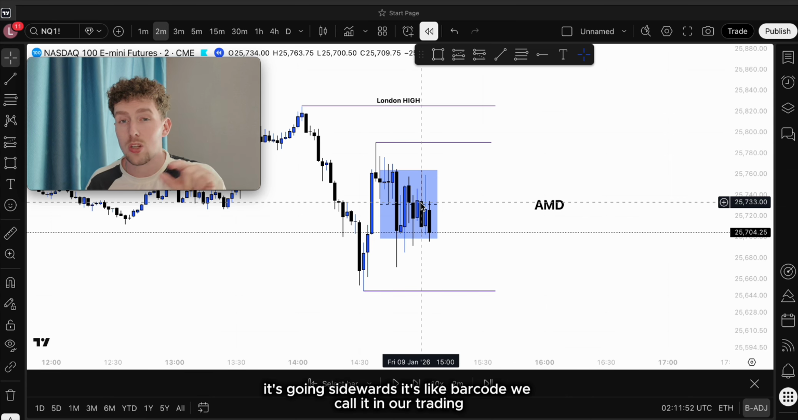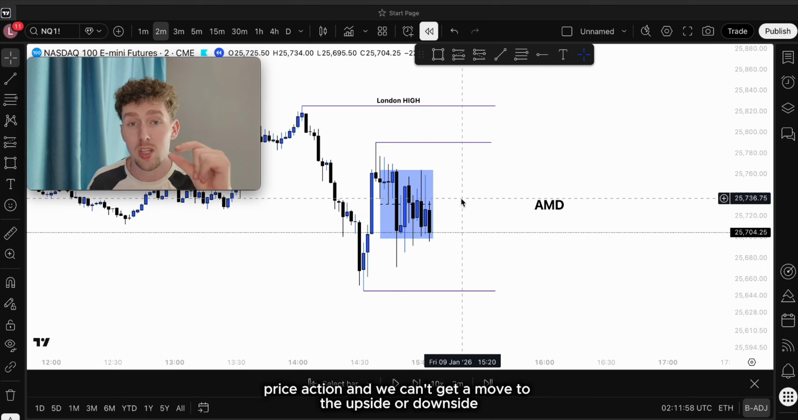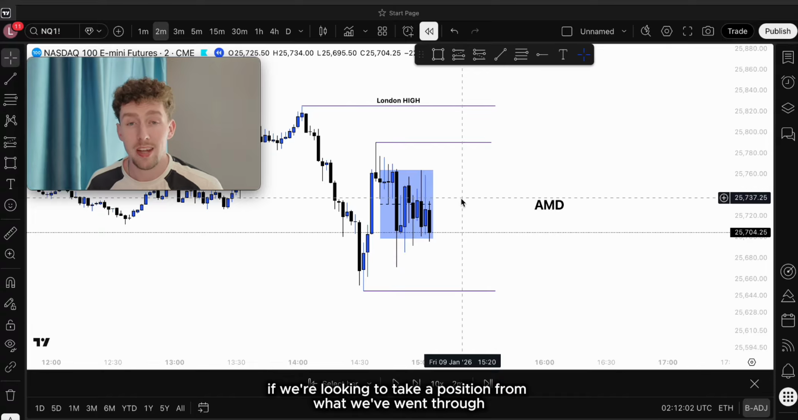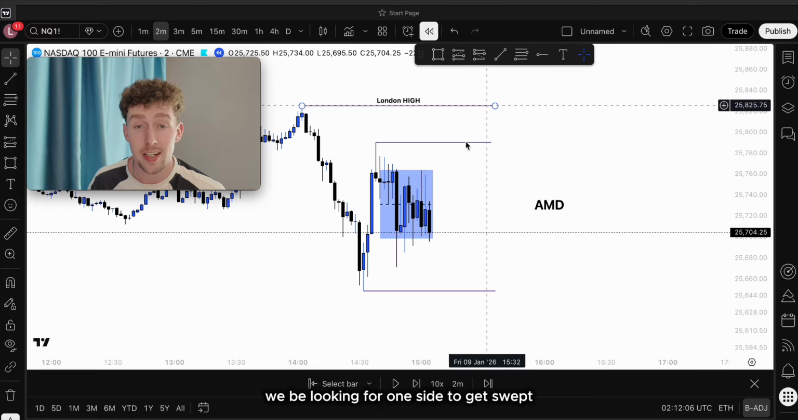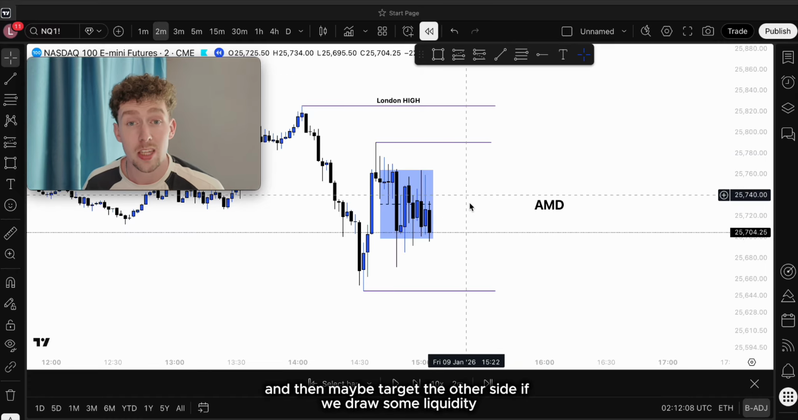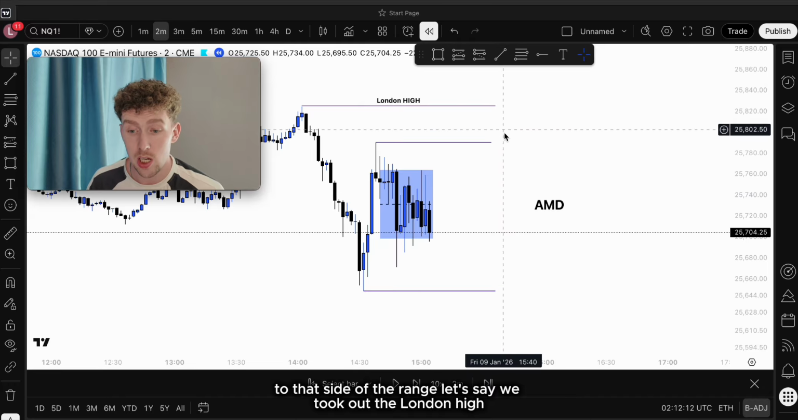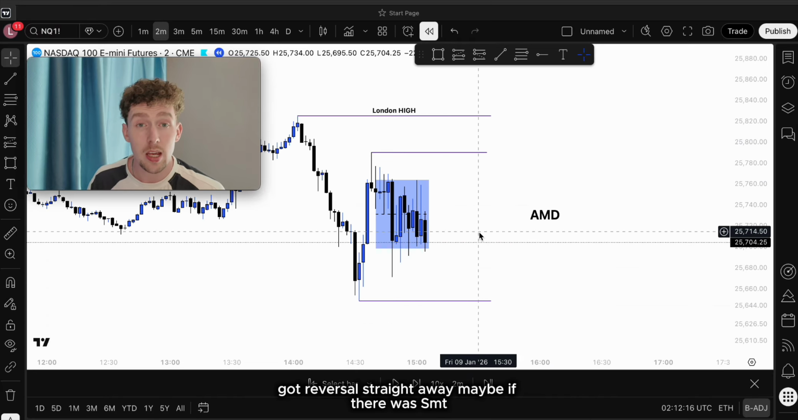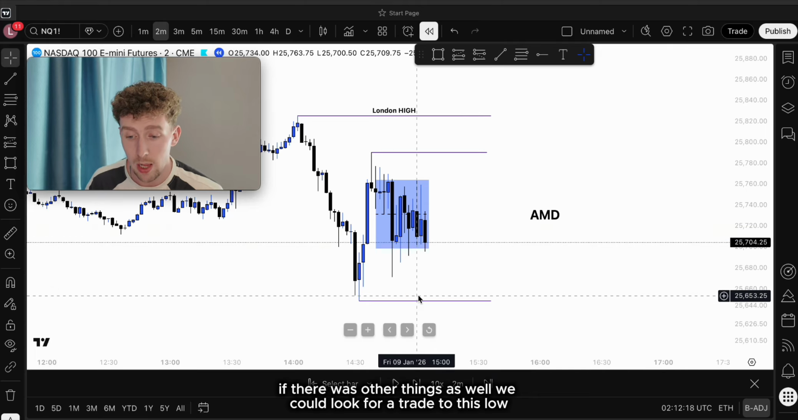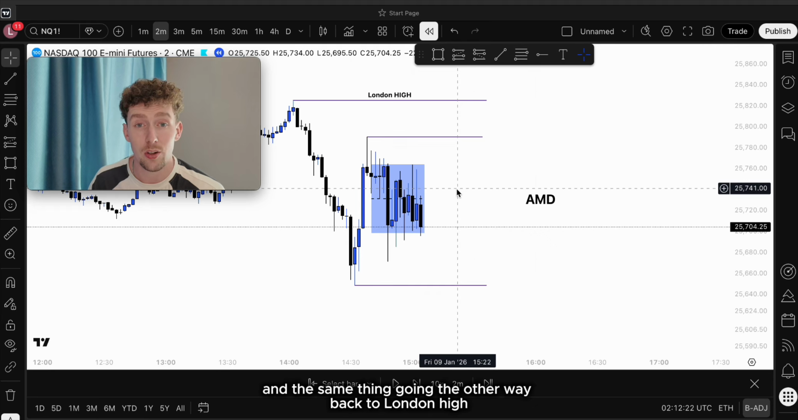It's going sideways. It's like barcodey, we call it in our trading. It's barcode price action, and we can't get a move to the upside or downside. If we're looking to take a position from what we've went through, we'd be looking for one side to get swept and then maybe target the other side if we draw on liquidity to that side of the range. Let's say we took out the London high, got reversal straight away. Maybe if there's SMT, if there's other things as well, we could look for a trade at this low, and the same thing going the other way back to London high.